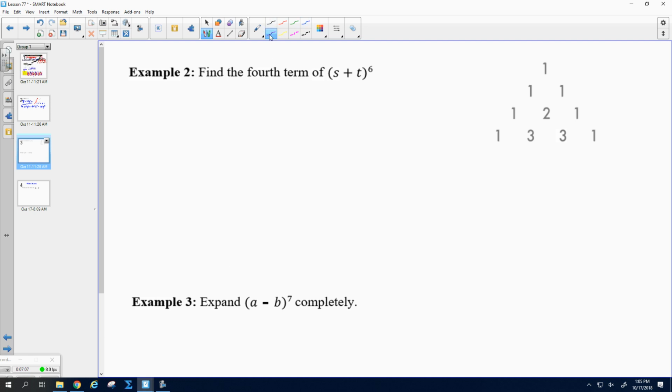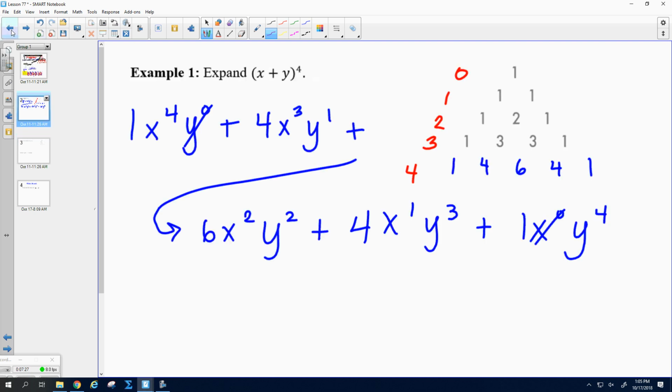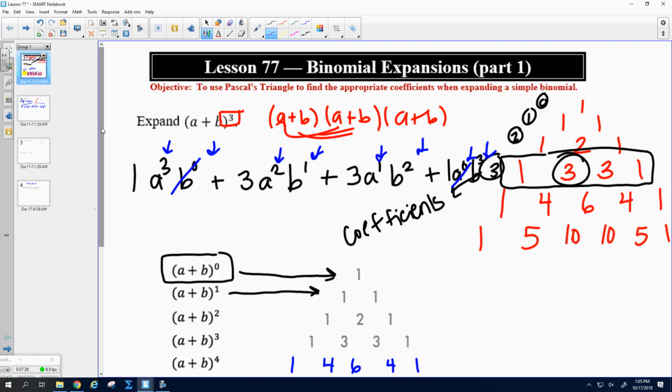All right, what if I just want to find the 4th term of s plus t to the 6th? If you know the shortcut for this, you should try to do it Pascal's triangle way for now. All right, so first of all, I have to go all the way to the 6th row. So we need to keep working it out. And maybe I'll just go back to the one we already drew on over here.